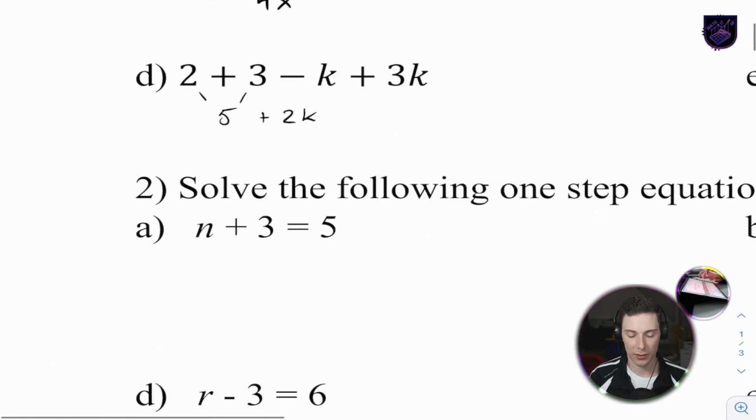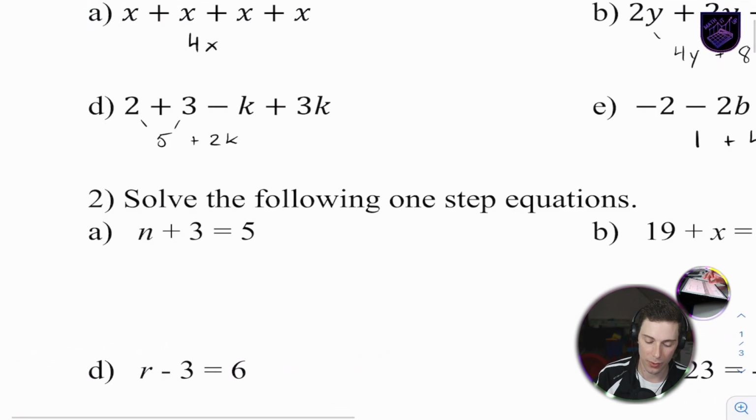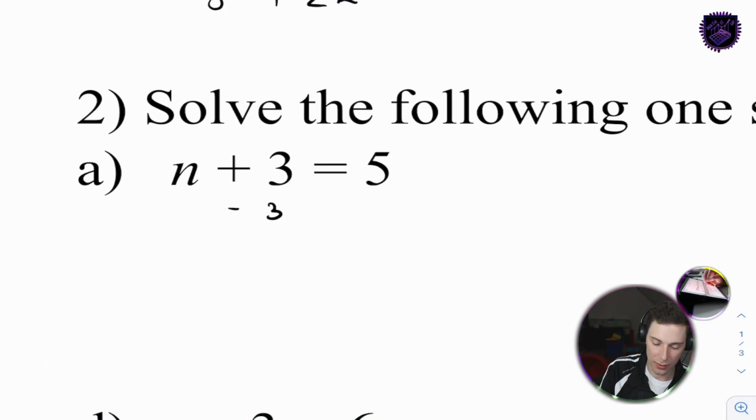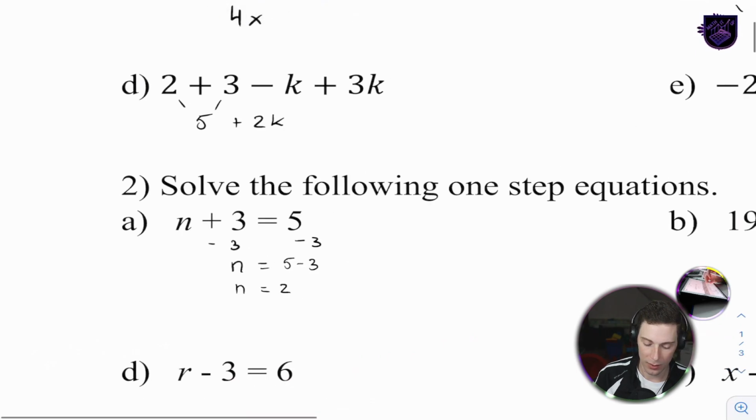Moving on to the next ones, we're solving some equations. Now we got to solve the following one-step equations. So we have a bunch of ones that slowly get harder. The first one is n plus 3 equals 5. What we're going to do is isolate our variable by doing the opposite to n. Right now, n's being added by 3, n plus 3, so we're going to minus 3 from both sides and rewrite our question: n is equal to 5 minus 3, n is equal to 2. It's really nice to line up our equations and also show your work.